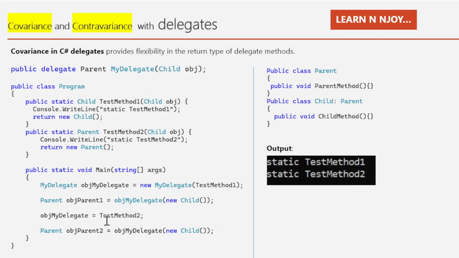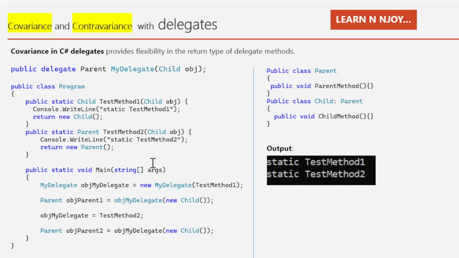So that's the program. If you are facing difficulties understanding the delegate concept, I have already created a detailed video on delegates. You may watch it to know delegates in detail. Anyway, that's the program over here. Here, as we have seen, the delegate signature has the parent class object as a return type. But if you see test method 1, its return type is a child object. That's where covariance takes place, right? And if you see the output, we are getting a static test method 1, a static test method 2 printed on the console window. Now you have an idea how to use the covariance concept with the delegate.